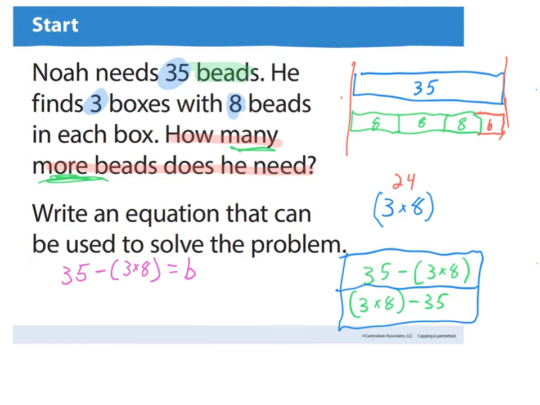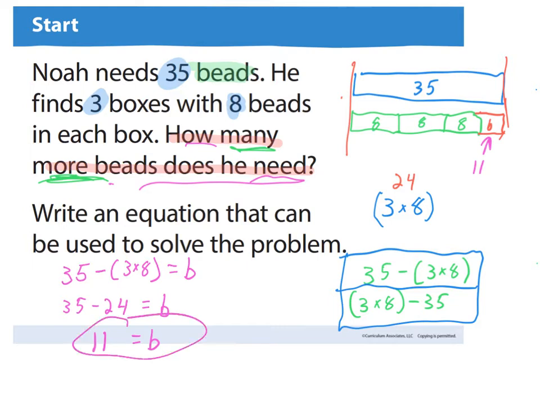We can solve this by taking it down a step. 35 minus 24 equals B. And if I go 35 minus 24, you'll find that he needs 11 beads. So B in this case is 11. He needs 11 more. That gives me the answer to how many more beads does he need.